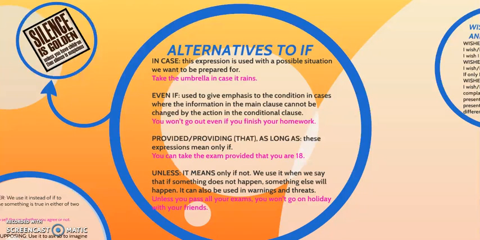So let's start. In case, we can use in case when we want to express the possible situation we want to be prepared for. So take the umbrella in case it rains. We can also use even if. Even if is used to give emphasis to the condition in cases where the information in the main clause cannot be changed by the action in the conditional clause. So let's say it doesn't matter that one of the conditions is met, the other one is simply not going to happen. You won't go out even if you finish your homework because you're grounded, so there's no way.